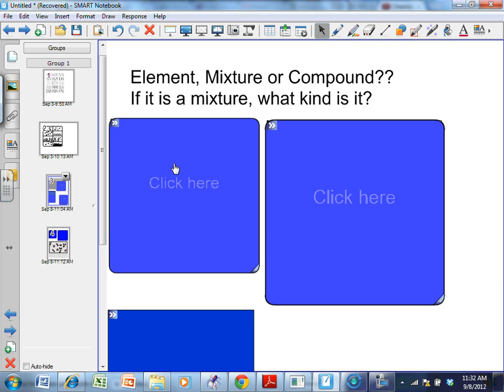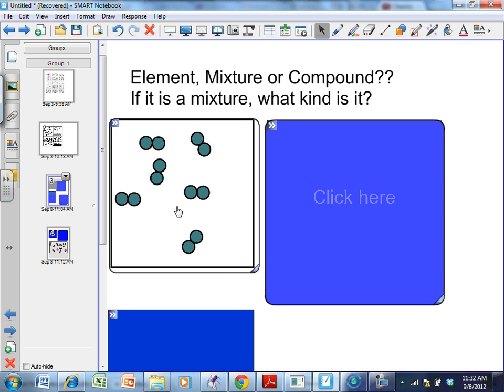So let's look at this first box. In this box we have spheres that represent atoms. In this video, each sphere will represent an atom. You notice that all the atoms are the same. They're the same size, they're the same color.